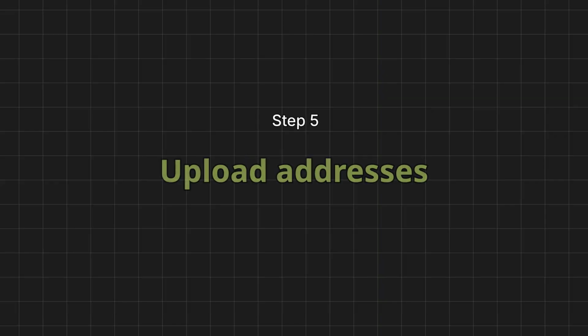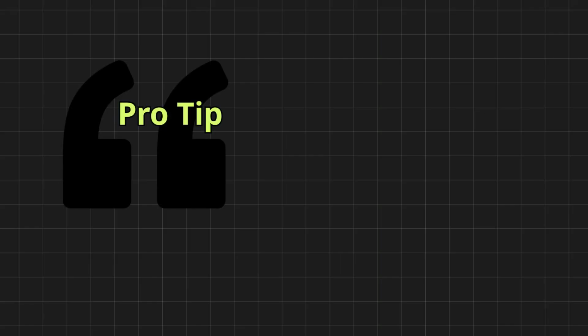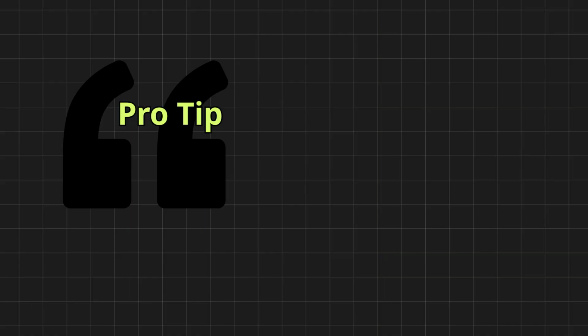Upload your DAO member wallet list using a CSV or XLSX file. You can also paste addresses manually, along with token amounts. If you're sending the same amount to everyone, you don't need to format amounts manually. Just type something like send 0.001 tokens. Then upload your addresses. This is the fastest way to distribute tokens in bulk.